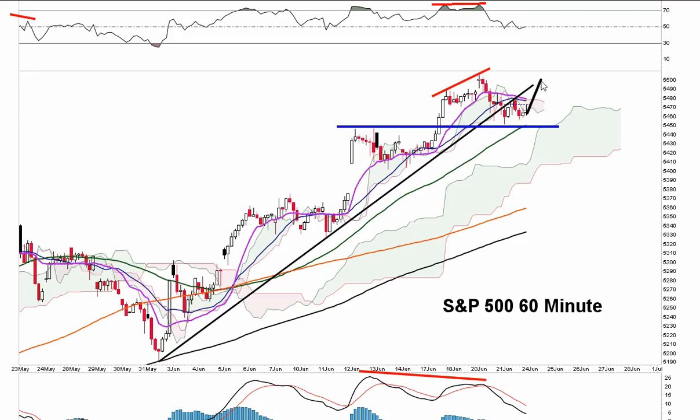Do we get back above the momentum line? Do we get back above the momentum cloud, or do we have a back test and we start going down further? Even if we do, as I've said, we could still form a divergence on the RSI in the daily time frame against something like that.